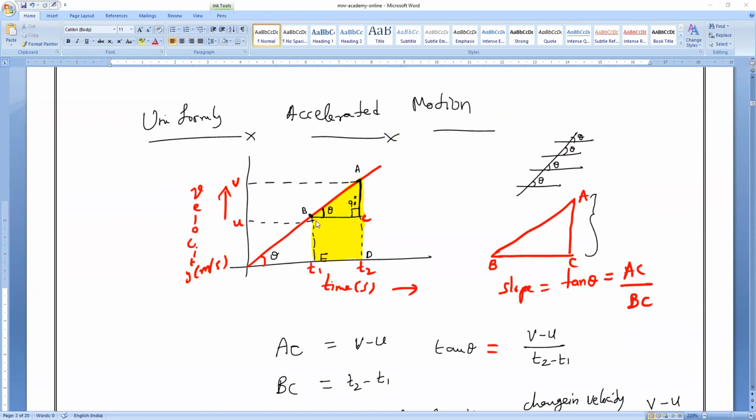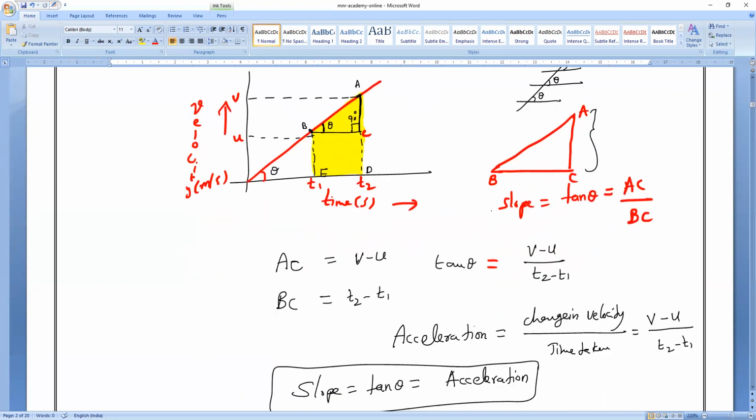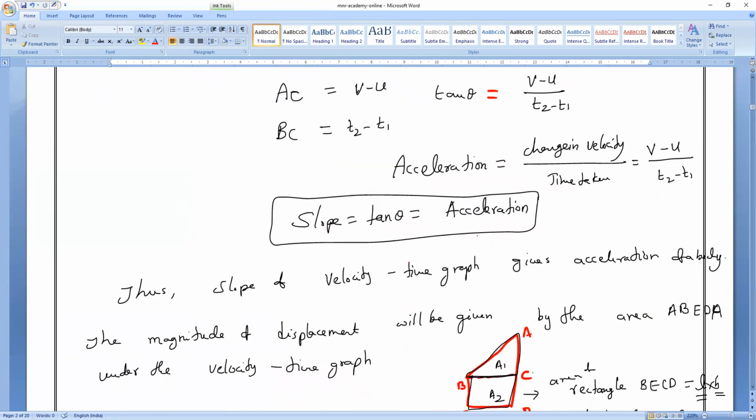See that area under this graph, it is a trapezium. Have you noticed it? Four sides. One side BE, another side ED, next side AD, and BA. Totally four sides are there. What we used to call it is a trapezium. Yes or no?